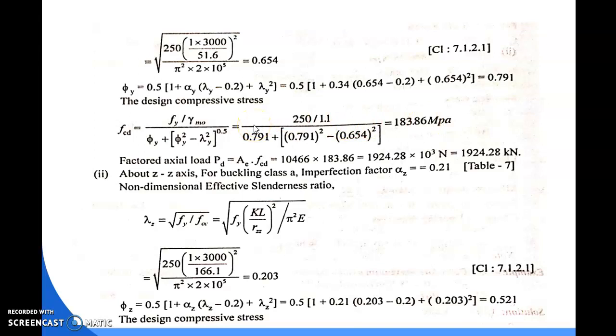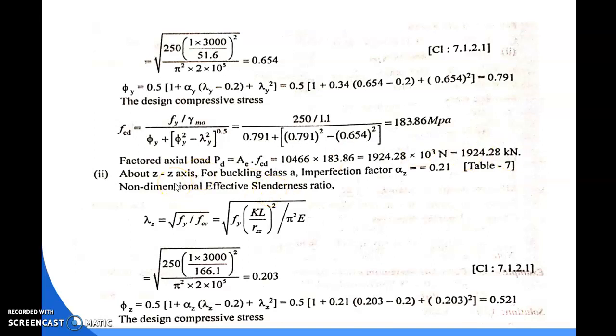Now we can find out the factored axial load, that is the compressive strength of the compression member, denoted as PD, which equals AE into FCD, where AE is the cross-sectional area of the I section and FCD is the value we have already calculated. The AE value is 10466 and FCD value is 183.86. So the total value is 1924.28 into 10 to the power 3 Newton. By converting this into kilonewton, we divide by 1000, and we got 1924.28 kilonewton. So this is all about the buckling along the YY axis.